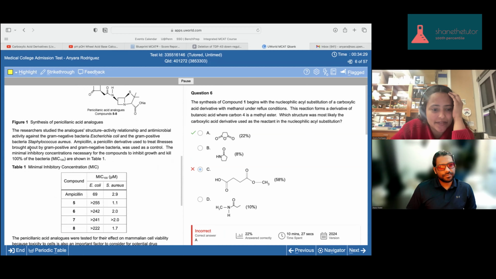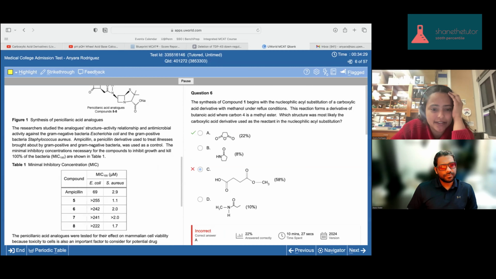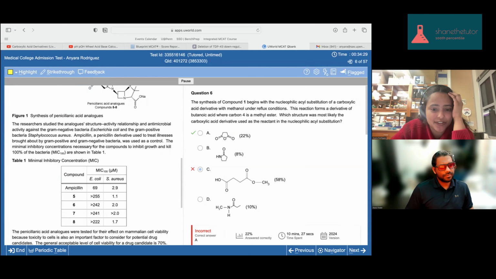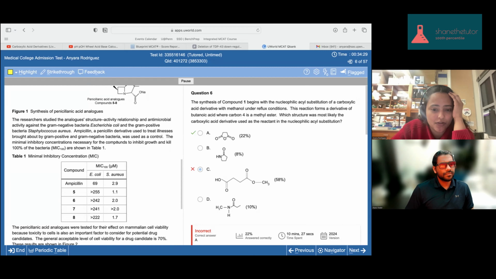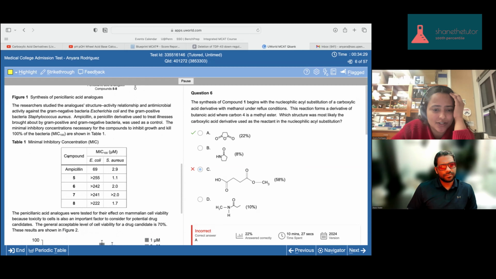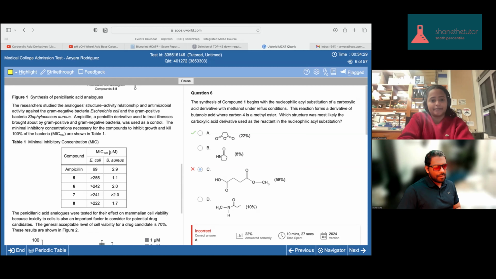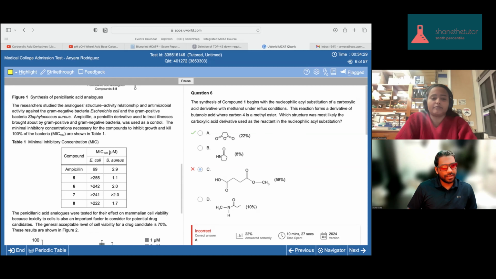And the gram-positive bacteria S. aureus. Ampicillin, a penicillin derivative used to treat illnesses brought about by gram-positive and gram-negative bacteria, was used as a control. The minimal inhibitory concentrations necessary for the compound to inhibit growth and kill 100% of the bacteria are shown in Table 1. All right, let's talk a bit about this MIC 100 thing.